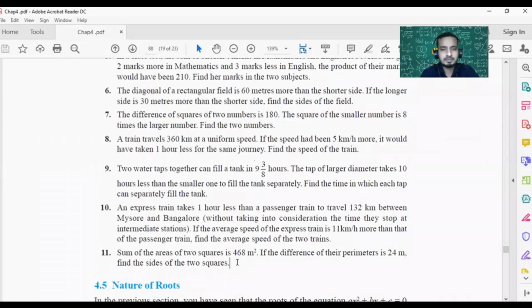Let's try it. There will be two variables in this question. It can be reduced to one single variable by substitution. By the substitution method, we can reduce it to one variable.